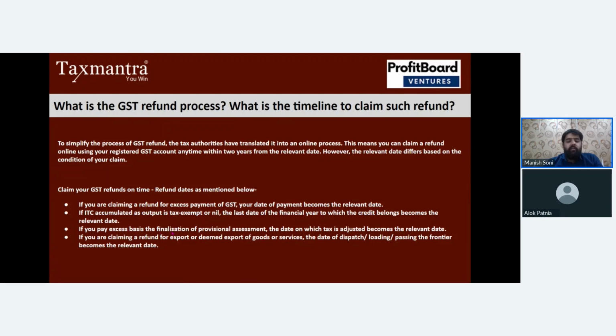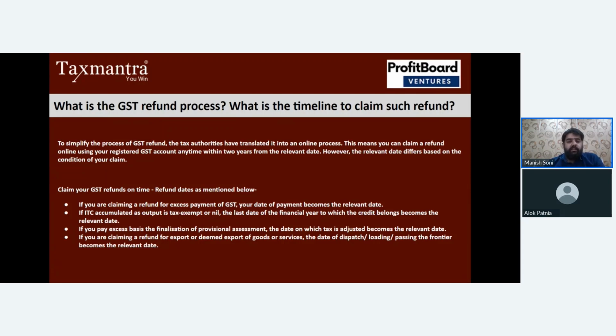In case you have made excess payment in the provisional assessment, 2 years from the date of relevant payment date is the timeline. And in case you are making export sales with tax payments, in terms of goods, the date of dispatch or loading should be the date of consideration over here. So this date plus 2 years should be the timeline to claim the refund.